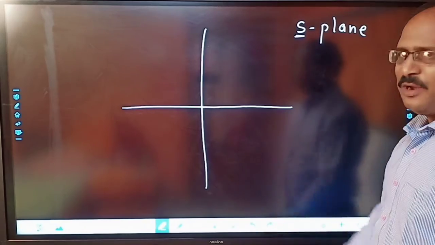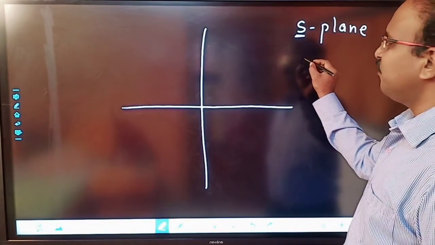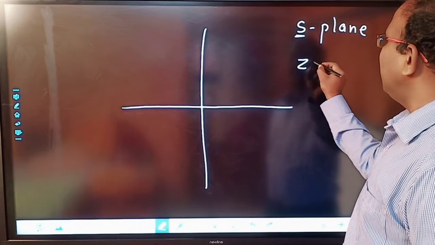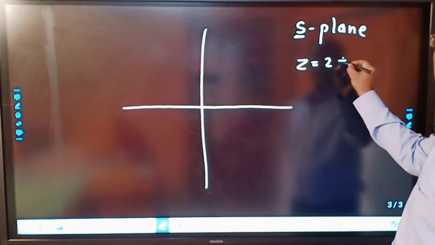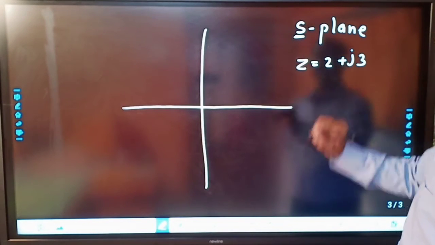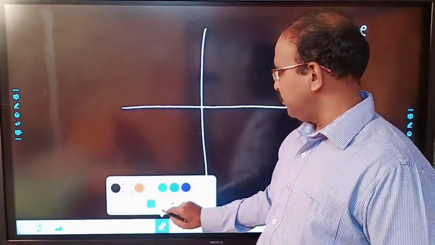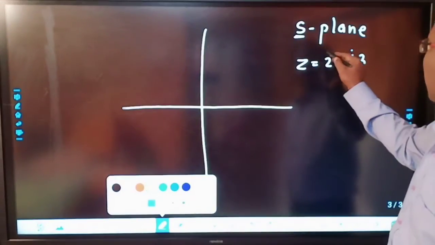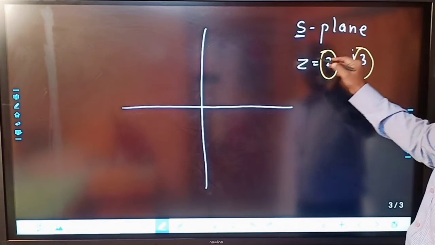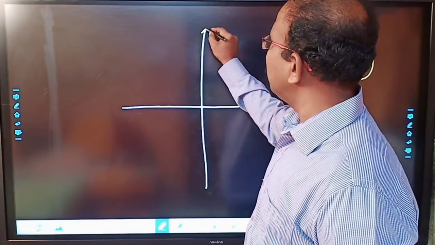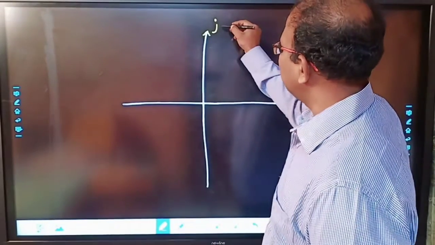This is just a two-dimensional plane. Suppose I present a function z in complex form, 2 plus j3. There are two axes. This is called the real axis, the real part value, and this is the imaginary value. This particular part we consider imaginary or frequency, the j omega axis. I will explain this afterwards.